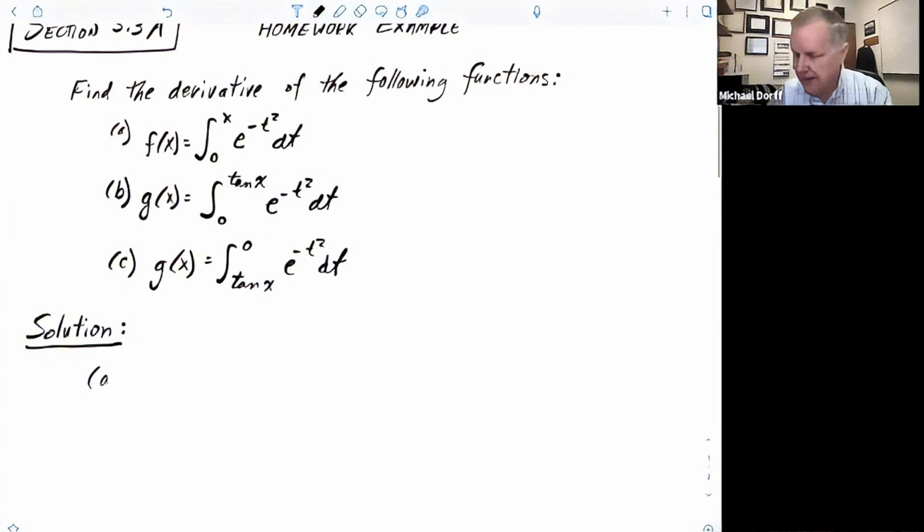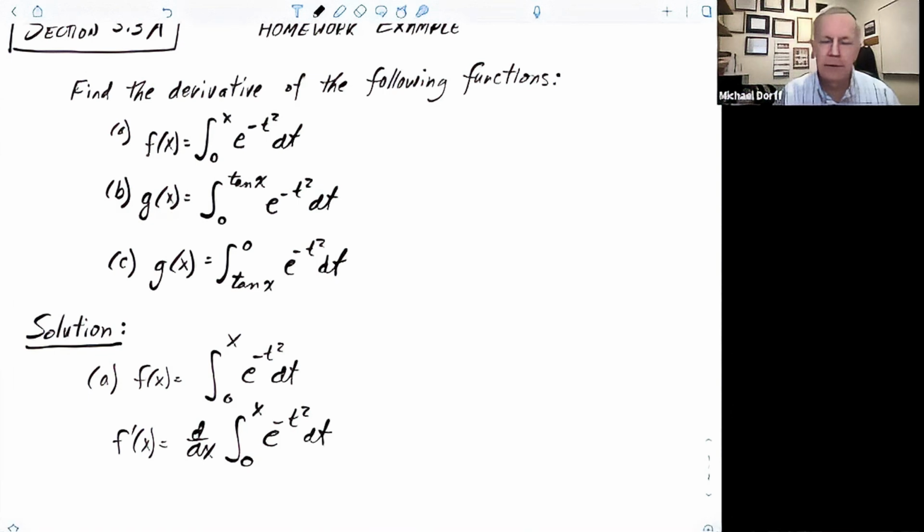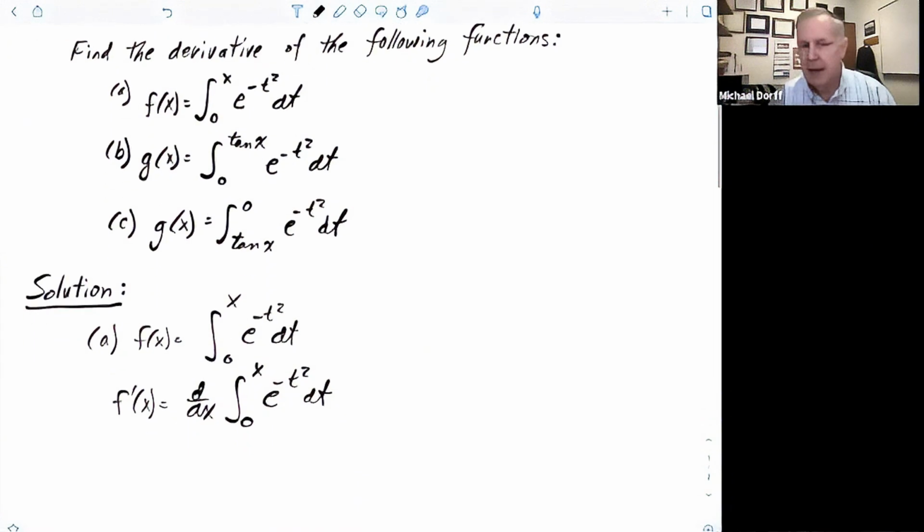So in part A, I have f of x equals the integral from 0 to x of e to the negative t squared dt. We want to find the derivative of f of x. So that means we want to find the derivative of this integral, 0 to x of e to the negative t squared dt. So notice we have a derivative and we have an integral sign there. Also, notice that the limits on the integral are 0, and then we have the variable x at the top.